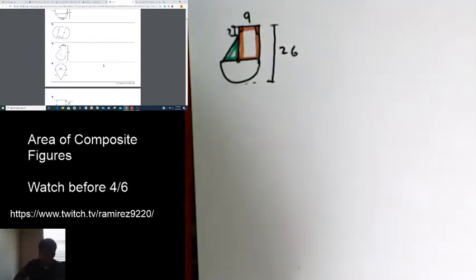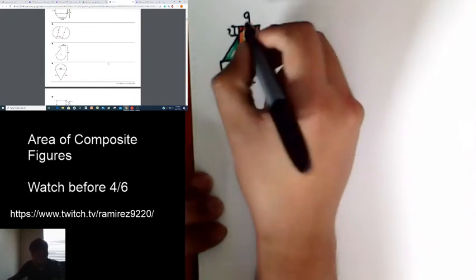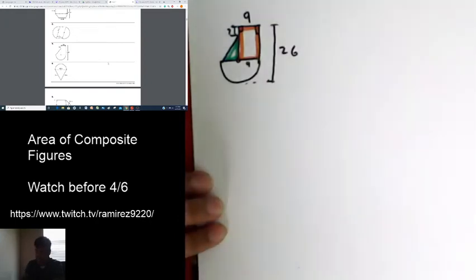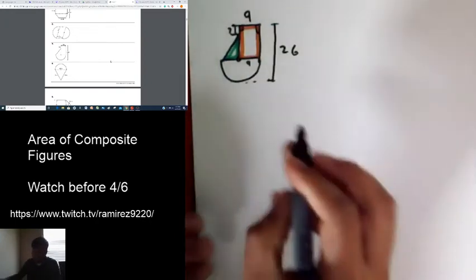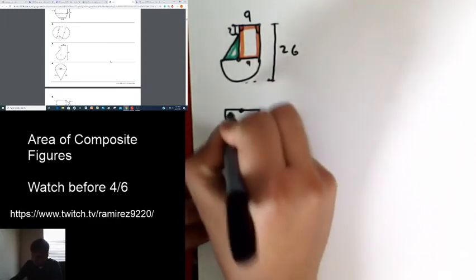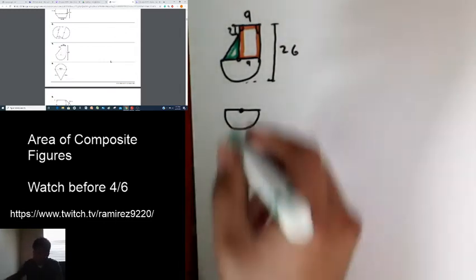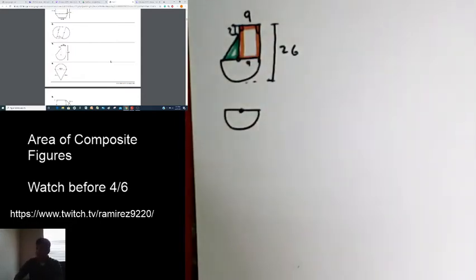And here's the tricky part. If you know, right, that this is 9 right here, then what would you expect when you're working on the semicircle? What do you expect your radius to be? And if you know what the radius is, then what do you expect?